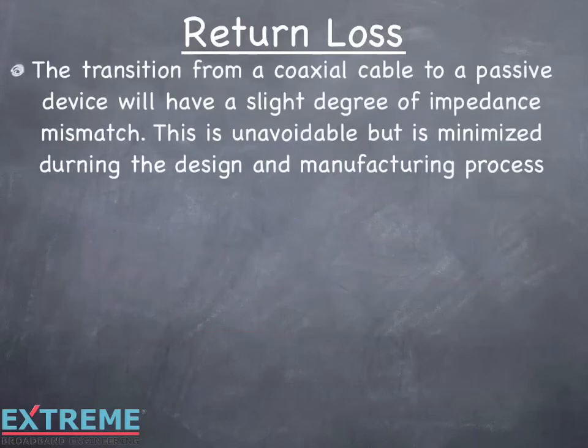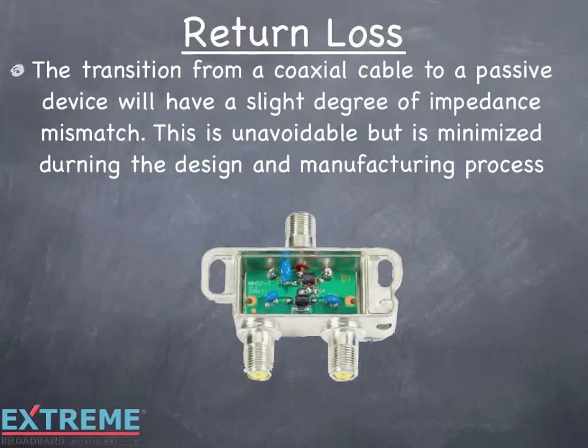The transition from a coaxial cable to a passive device will have a slight degree of impedance mismatch. This is unavoidable, but is minimized during the design and manufacturing process. Here we're showing some items that minimize return loss. The transformer inductance and capacitor value are closely matched to the best return loss on the lower frequencies.